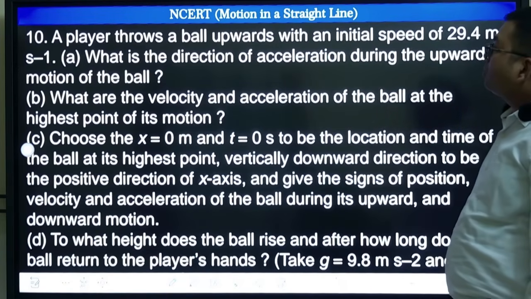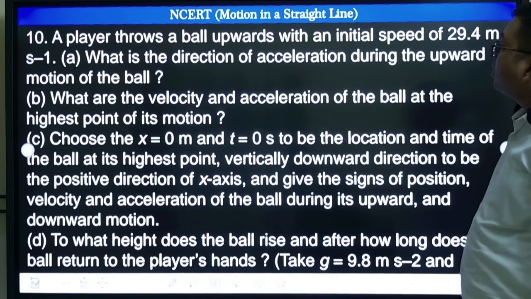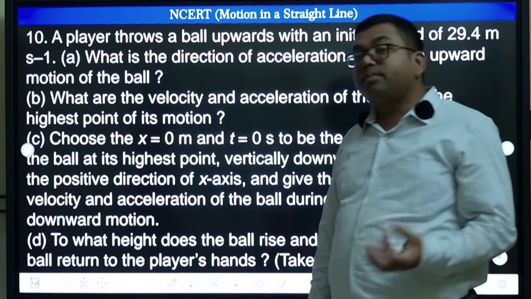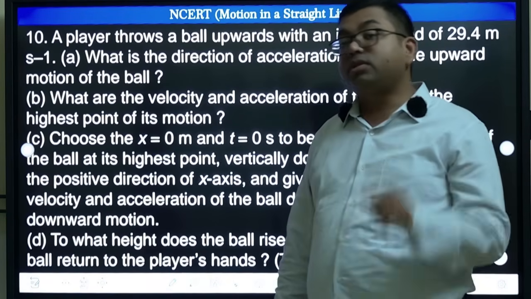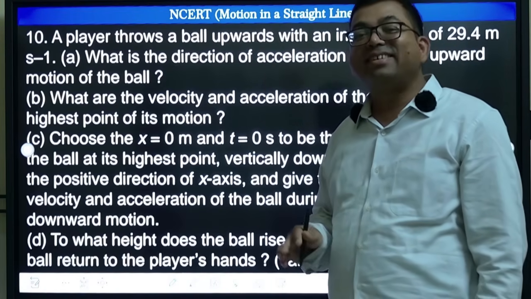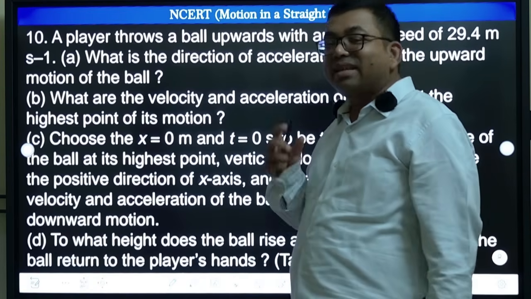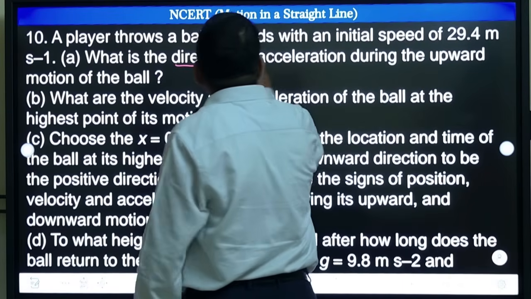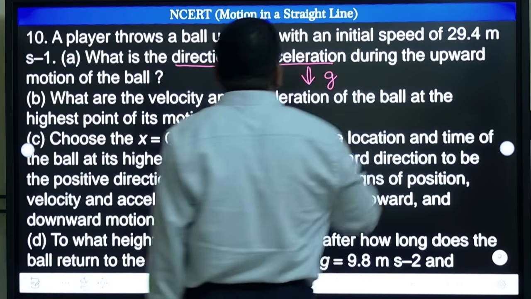A player throws a ball upwards with an initial speed of this. What is the direction of acceleration during the upward motion of the ball? So note that a person has thrown the ball. Acceleration due to gravity is always downward. It's not that acceleration will change because you have thrown upward. You might throw in any direction, doesn't matter. Earth will always pull it downward. So what is the direction of acceleration they are asking? That is already known. Acceleration is always acting downward, which is value g.